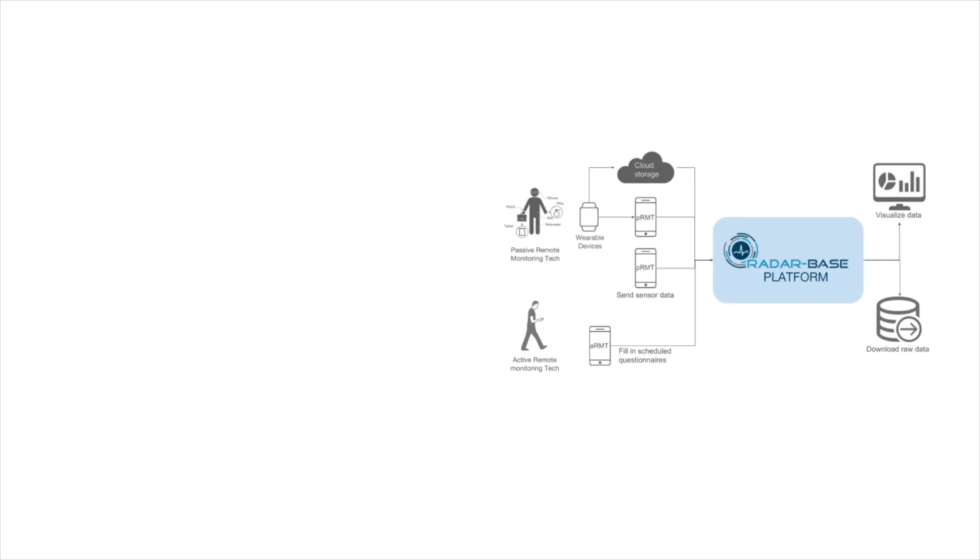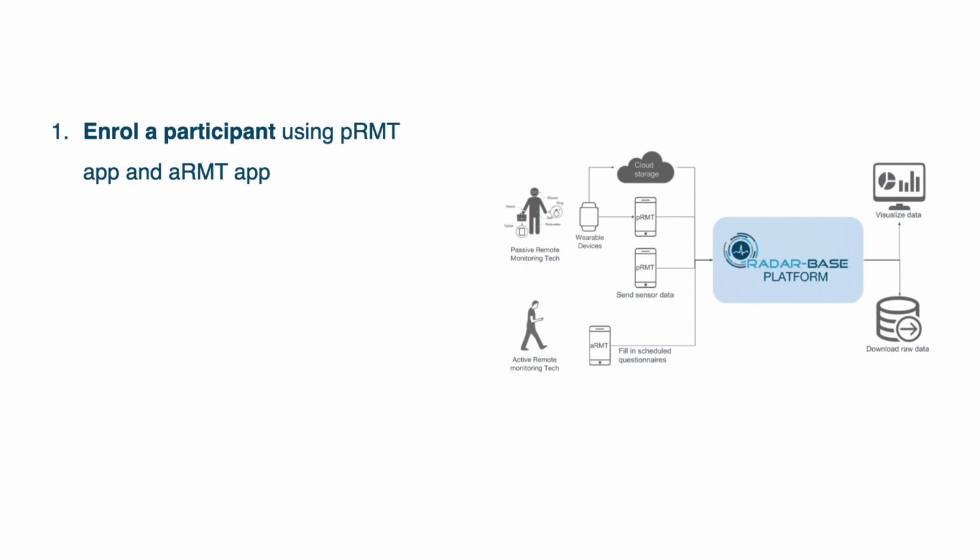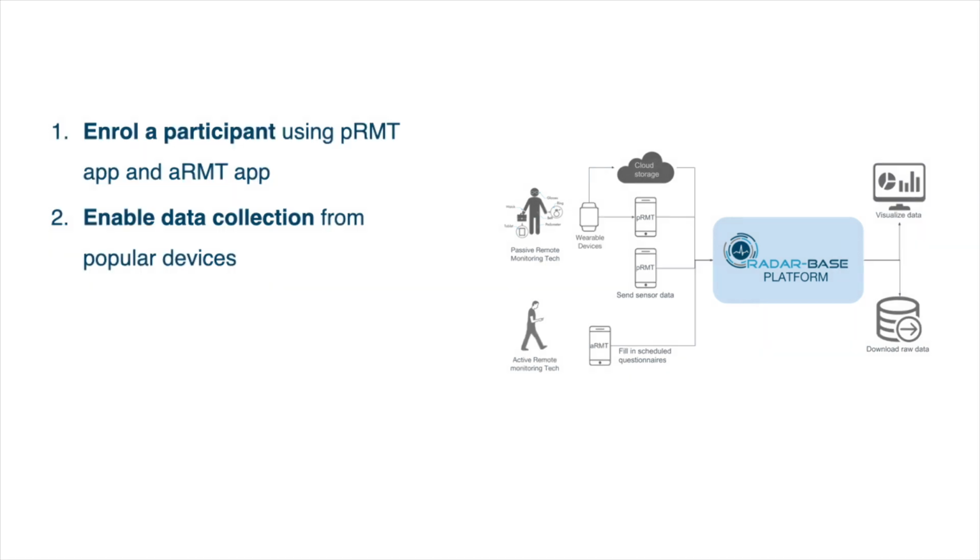have. We will see how to enroll a participant using the passive aRMT app for data collection, then the active aRMT app for electronic patient-reported outcomes or surveys. In addition to that, we will also see how to enable data collection from popular devices such as the Fitbit Charge 3 in order to receive data from their APIs to ReaderBase.